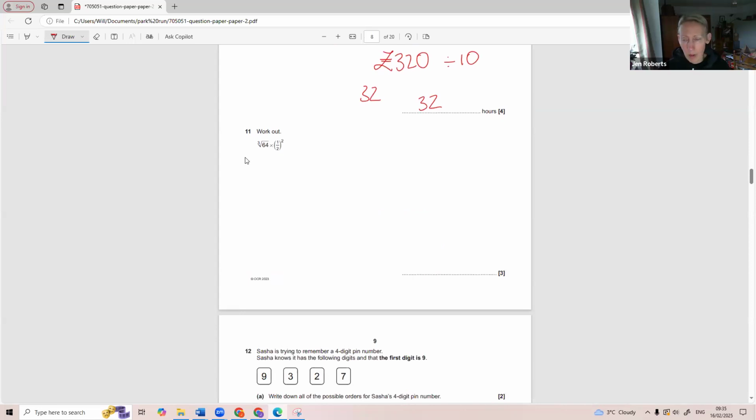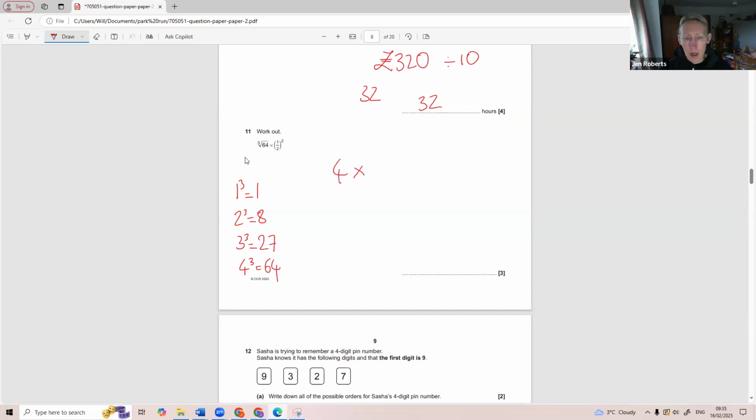Okay, work out this without a calculator. So what's the cube root of 64? You might want to do this as trial and error. 1 cubed is 1. 1 times 1 times 1 is 1. 2 cubed is 8, because 2 times 2 is 4, times 2 is 8. 3 cubed is 27. 3 times 3 is 9, times 3 is 27. 4 cubed. 4 times 4 is 16. 16 times 4 is 64. So the cube root of 64 is 4.